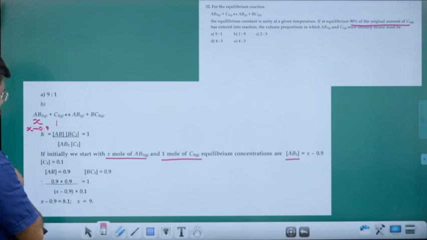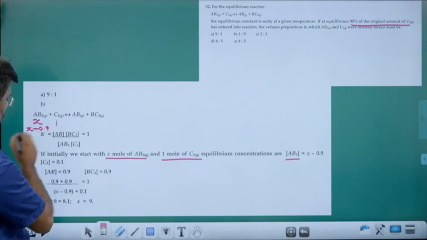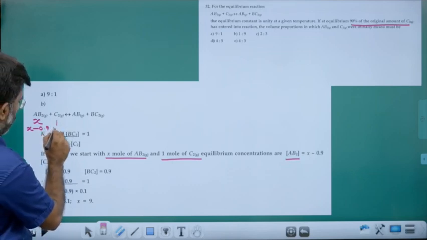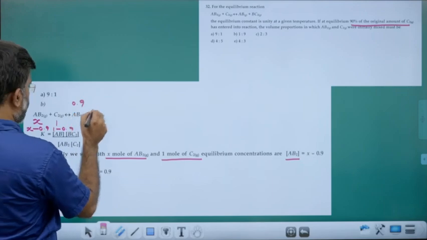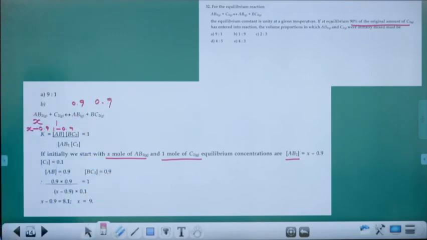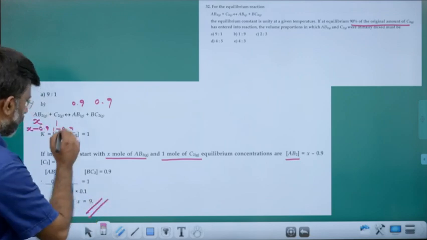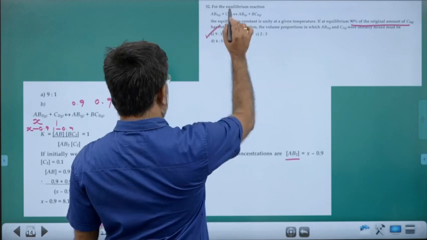Quantity of C2 is 1 minus 0.9, right? And that of AB is 0.9, that of BC2 is 0.9. Now this into this, divided by this into this, equals 1. So 0.9 into 0.9 divided by the quantity of AB2, X minus 0.9, into the quantity of C2, 1 minus 0.9, that is 0.1. So the relation will be 0.9 by (X minus 0.9) into 0.1 equals 1. Therefore you can get X. You will get X as 9, and the answer is 9 is to 1, option A.